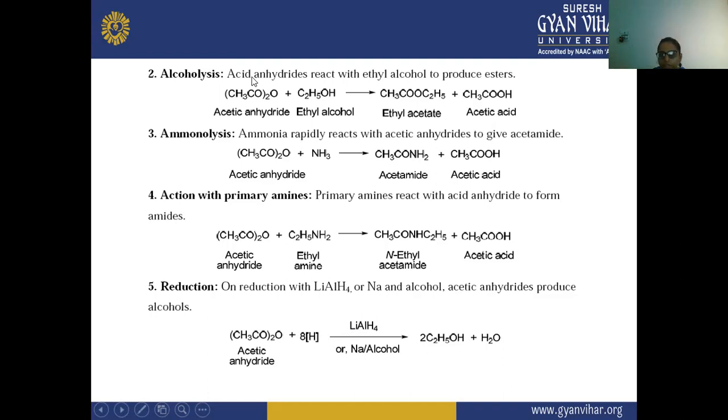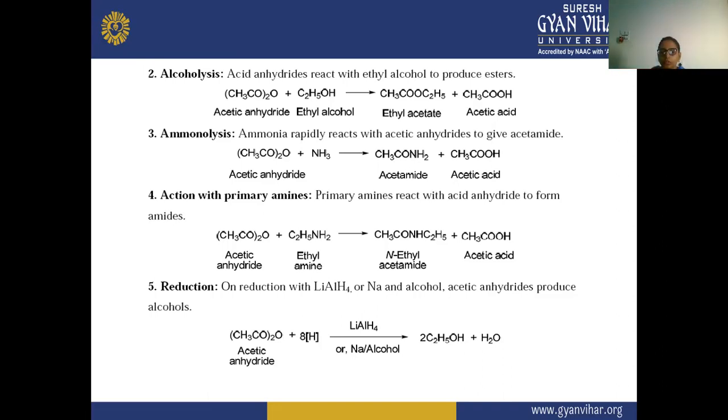So in the second reaction, alcoholysis, the acid anhydride is reacting with ethyl alcohol, and there is production of an ester. Acetic anhydride plus ethyl alcohol is reacting, and there is formation of ethyl acetate plus acetic acid. Next is the ammonolysis.